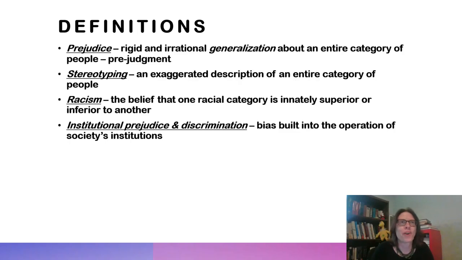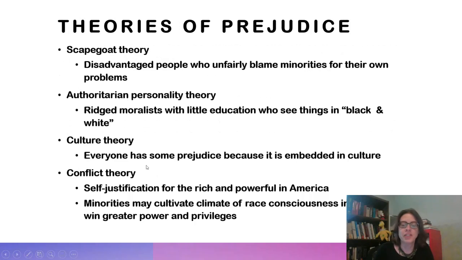So it's a little bit harder to tease out sometimes or convince people, but it most definitely exists. The bias that's built into the very operation of the institutions and the history of the institutions and the very existence of the institutions. Some of the theories of prejudice: scapegoat theory is when disadvantaged people are blaming minorities for their own problems.